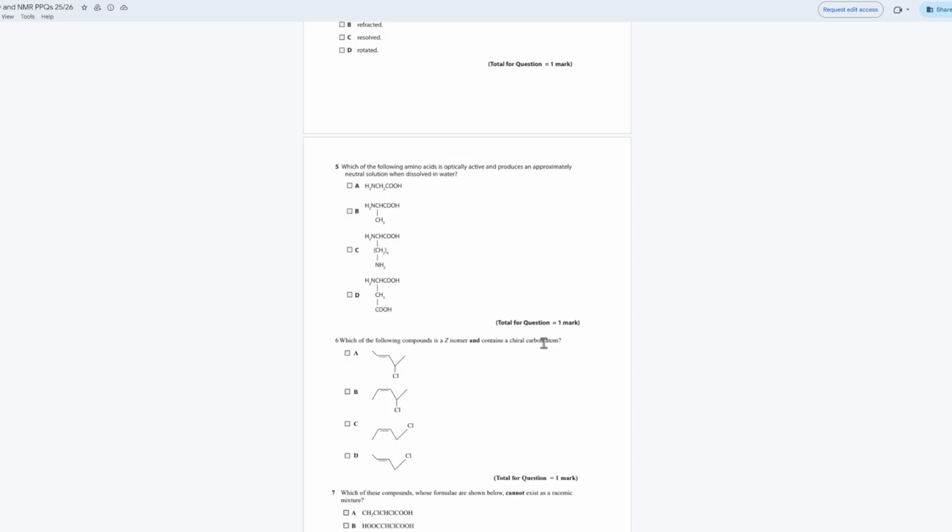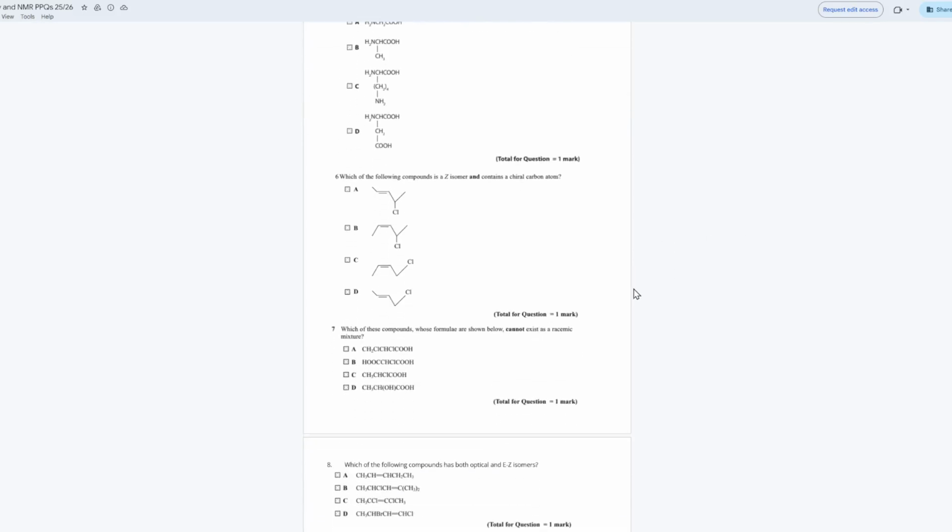So that's approximately neutral. A, obviously, is not optically active because it has two hydrogens on the central carbon. C has two NH2 groups, which will make it more alkaline, I'm assuming, when dissolved in water. And D is just the opposite, more acidic, maybe. That's just the intuitive answer there, but I don't know if it's correct, to be honest.